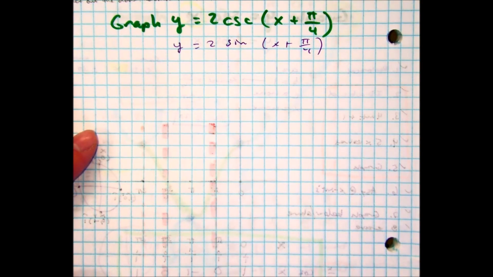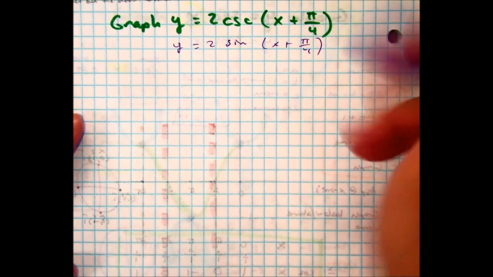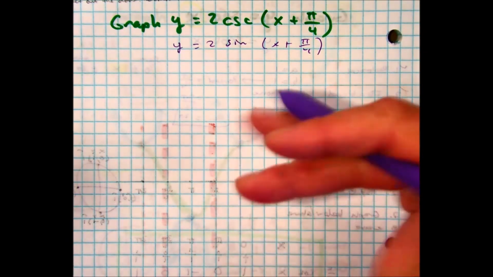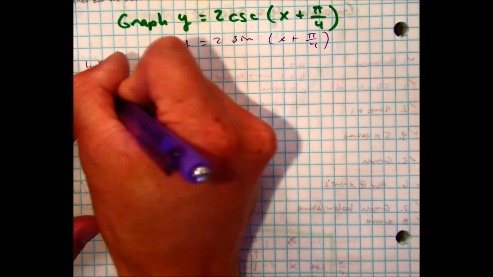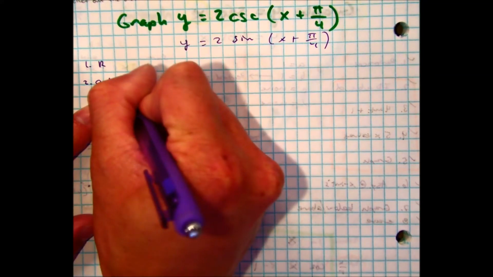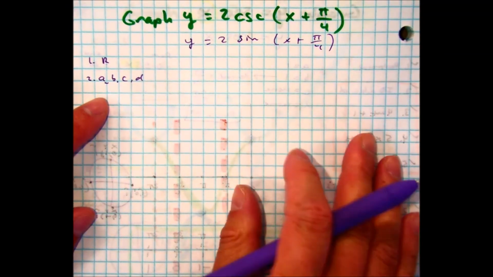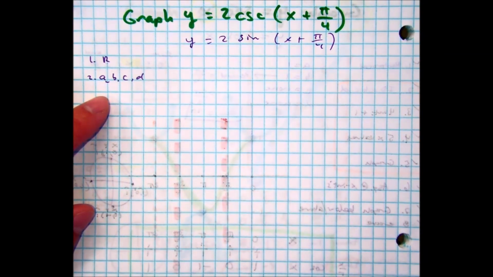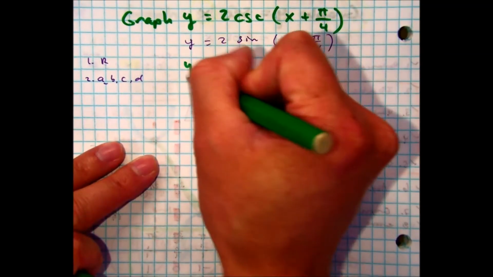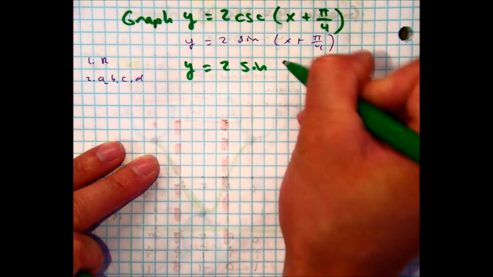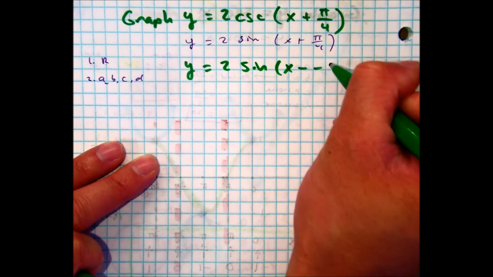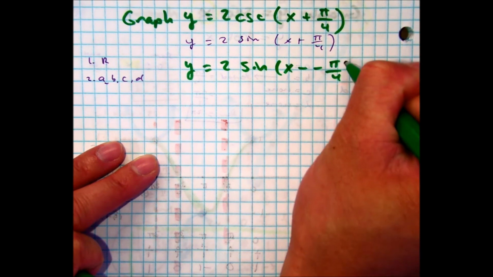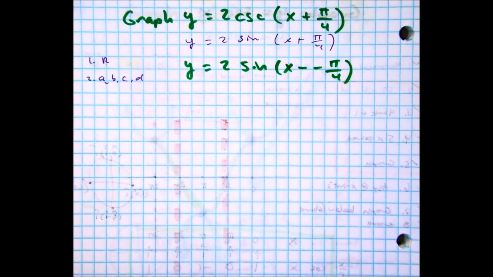That's fine. But the way that I'm doing it, you might say, I don't understand you, Mr. Rain. Just keep doing what I'm doing here. So we just took the reciprocal. What's the next thing? Let's identify them. Remember, if you're stuck here, you might want to rewrite the equation: y equals 2 times sine of x minus negative pi over 4.